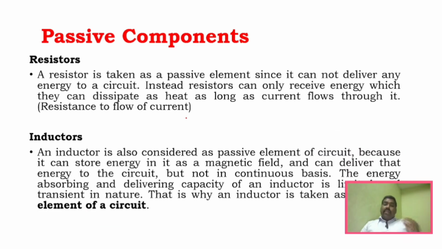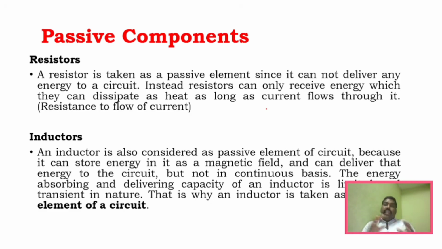And when it comes to a resistor, a resistor is something which provides resistance to the flow of electrons, which opposes the flow of electrons. It cannot deliver any energy to the circuit, right? It can only receive the energy, and it dissipates it in the form of heat, and that is why it is called a passive component.